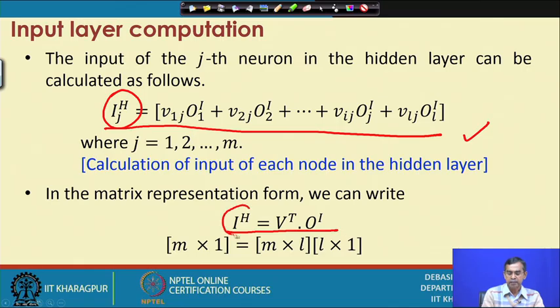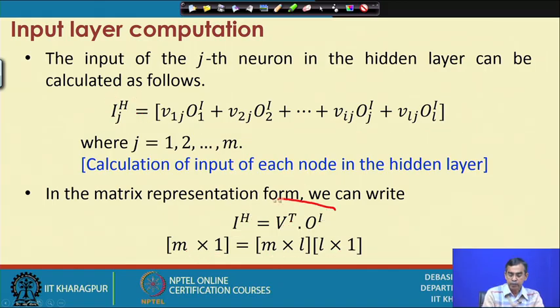Here, IH is all the inputs to the hidden layer, and it can be represented as V transpose matrix times OI matrix. OI is the output of the input layer, and V transpose is the V matrix in its transpose form. In other words, IH is an M cross 1 matrix, V transpose, where V is L cross M, becomes an M cross L matrix, and OI is an L cross 1 matrix. So, this whole input layer computation can be expressed in the form of a matrix representation. What we are observing is that all the calculations, for example the input to the input layer, the output of the input layer, and the input to the hidden layer, are the input layer calculation, and all these computations can be expressed in the form of a matrix as it is here.